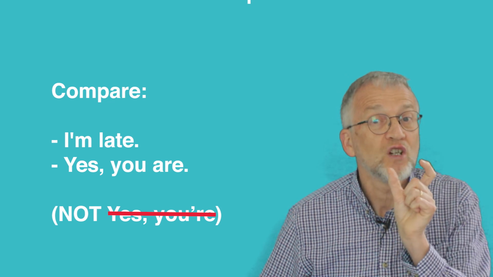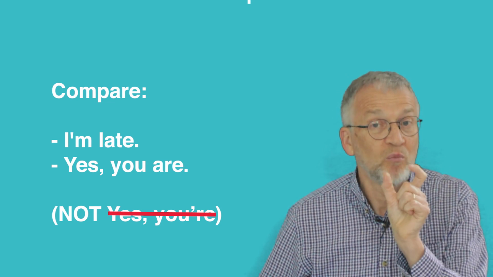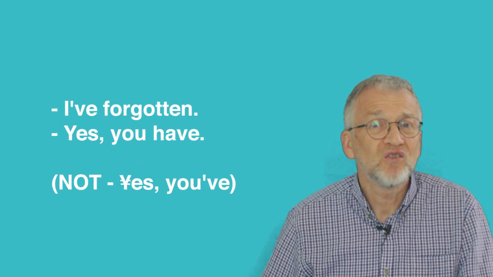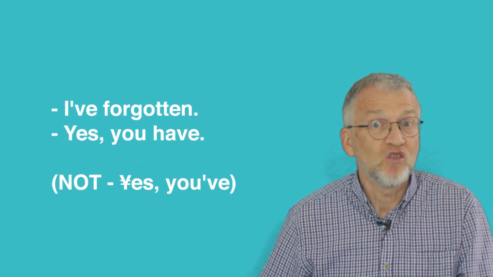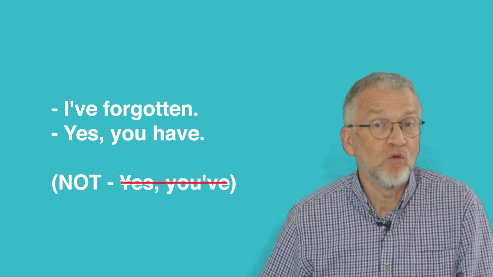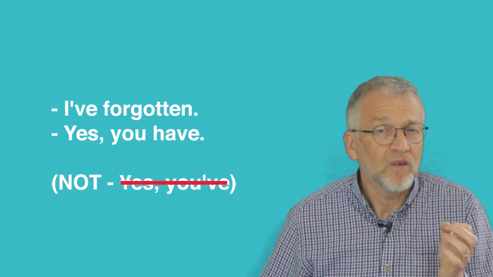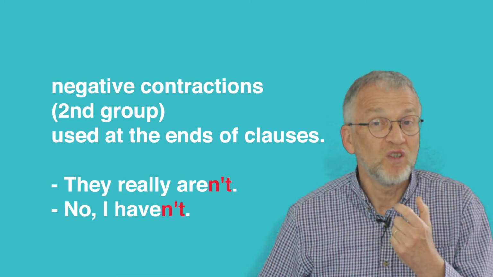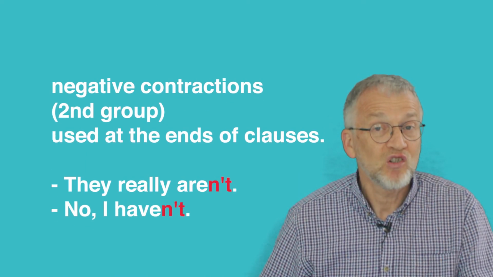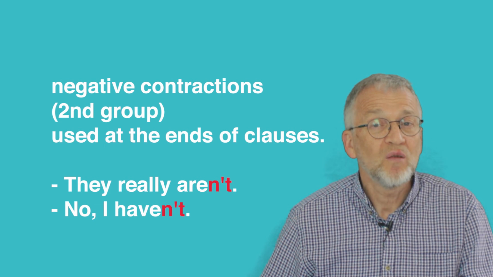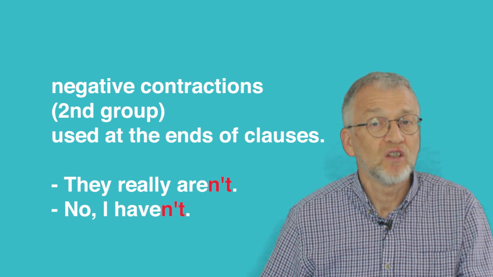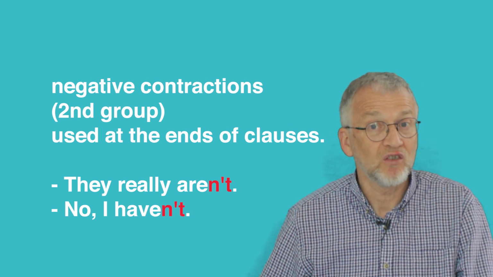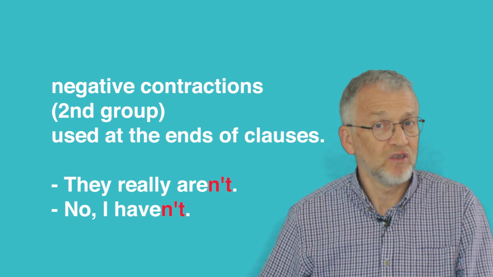But if we give the short answer, it must be the complete phrase. Yeah? So, yes, you are. Or, I've forgotten. Yes, you have. Not yes, you've. However, negative contractions in the second group, which are negatives, can be stressed. And we can use them at the ends of clauses. So you can say, they really aren't. No, I haven't.